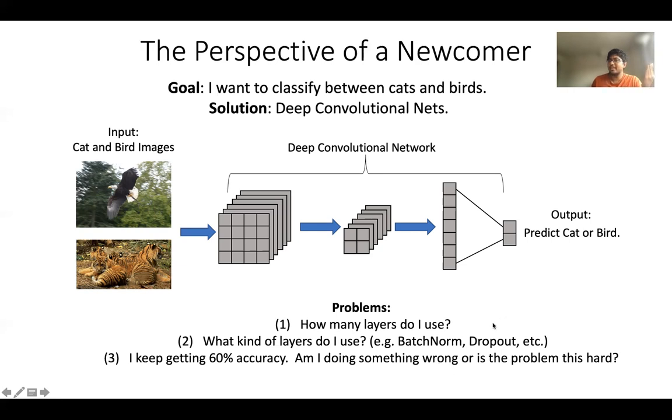And then lastly, after my first attempt, maybe I keep getting 60% accuracy. I know that a random chance, because there's only two classes, I should be able to predict whether the object is a cat or a bird with 50% chance at random. 60% doesn't seem to be so much better. Am I doing something wrong, or is this problem really just this hard?